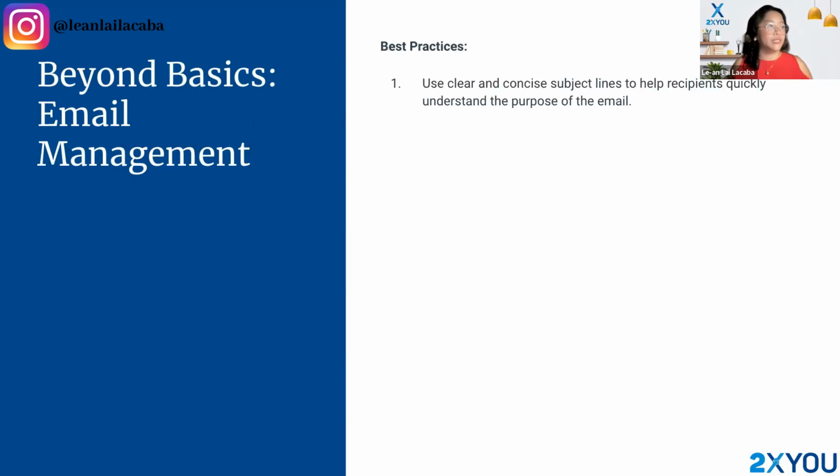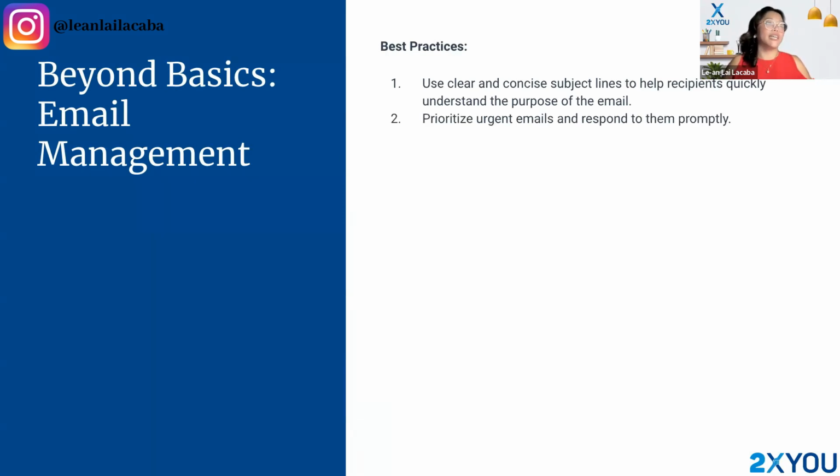So a couple of best practices. One is use clear and concise subject lines to help recipients quickly understand the purpose of the email. So what this means is when you're sending an email, make sure that the subject line coincides to what it is that you're asking them for. So it's very, very clear what it is.